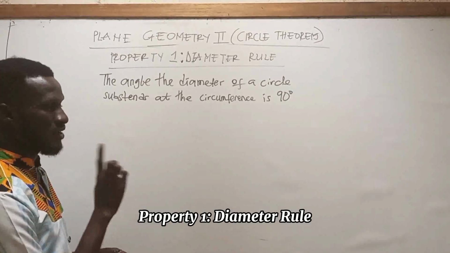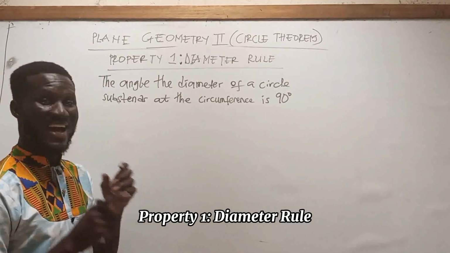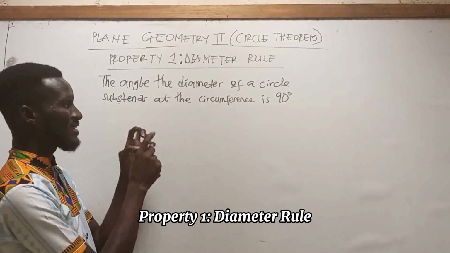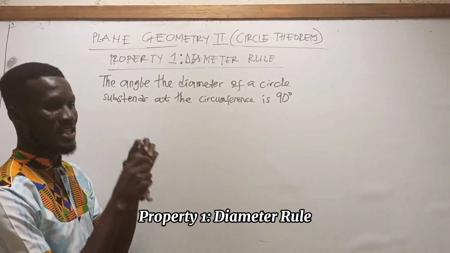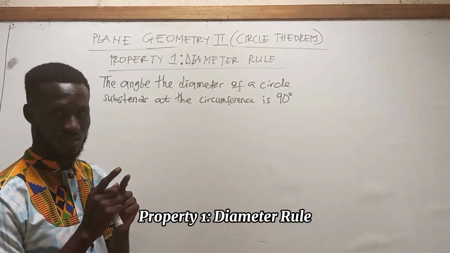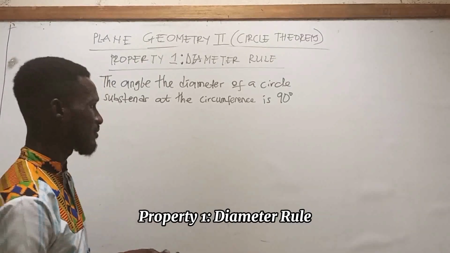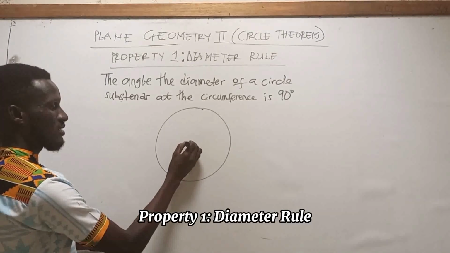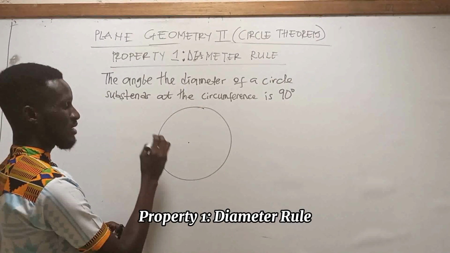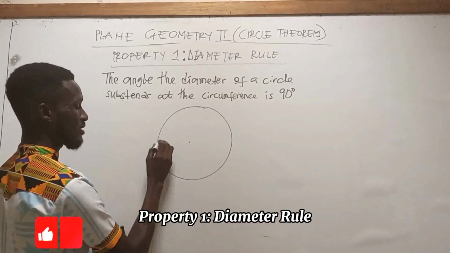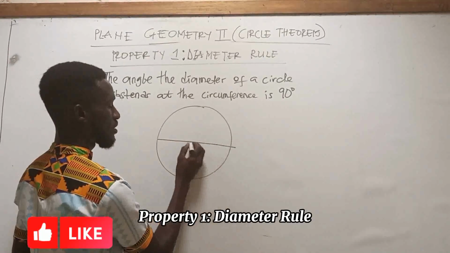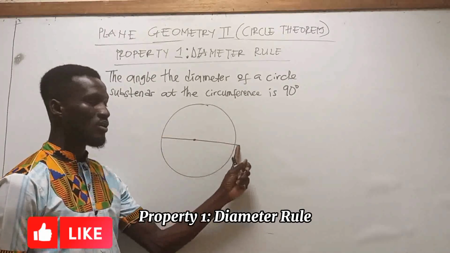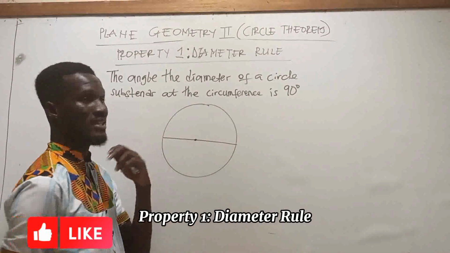There are two key things you have to know here. First, we are talking about the angle the diameter forms at the circumference. So what is the diameter? This is the circle. This is the center. Any chord that passes through the center is a diameter. So this one is the center, so it means that this particular chord is the diameter of the circle.